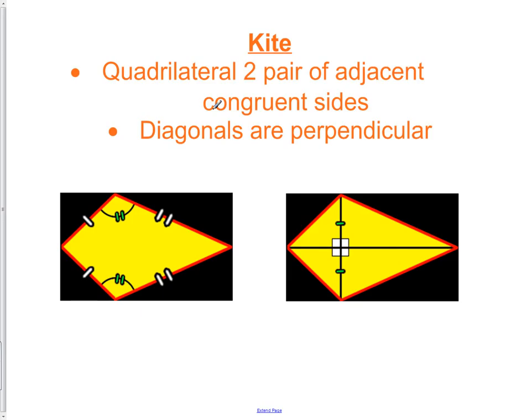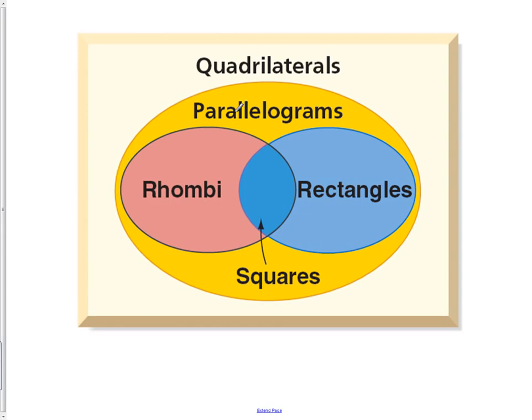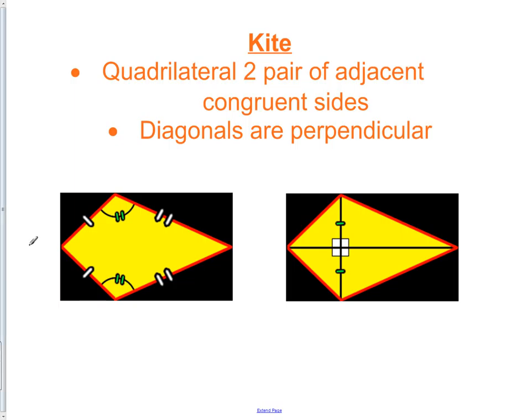Now we have 2 more types of quadrilaterals that are not represented by this Venn diagram. They are the trapezoid and the kite. We'll talk about the kite in this lesson, and then the trapezoid will be in our next lesson. A kite is a quadrilateral in which there are 2 pairs of adjacent congruent sides.